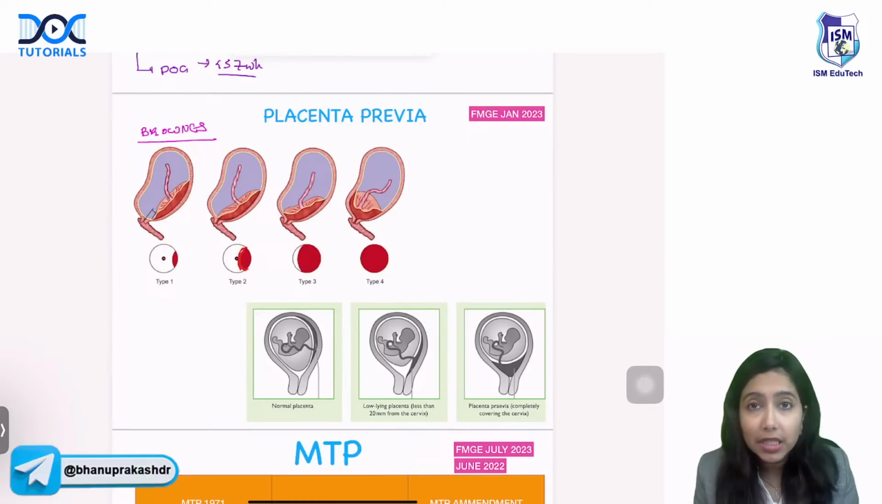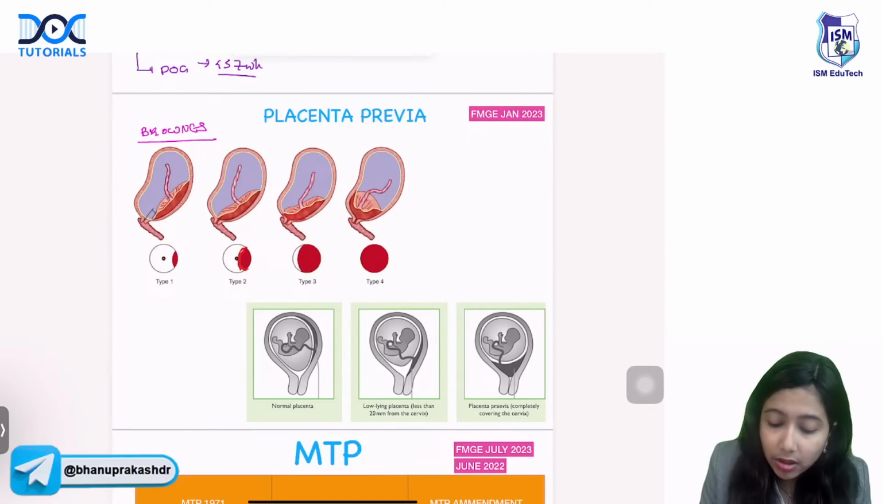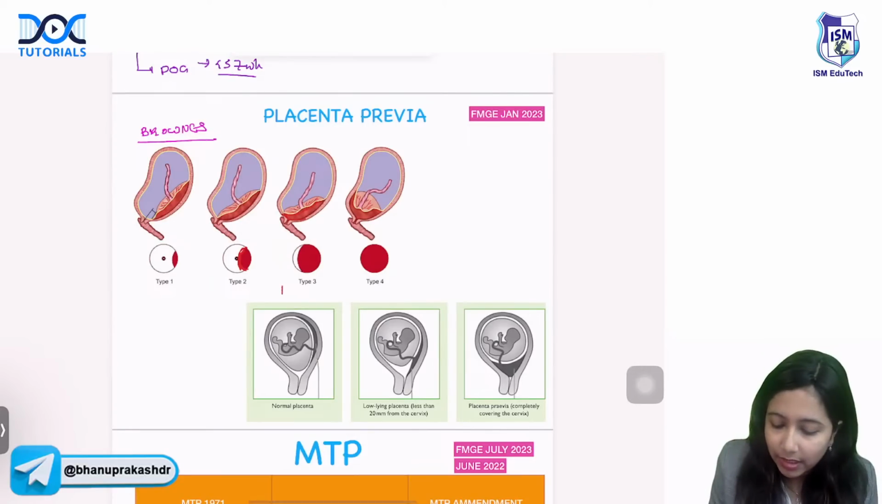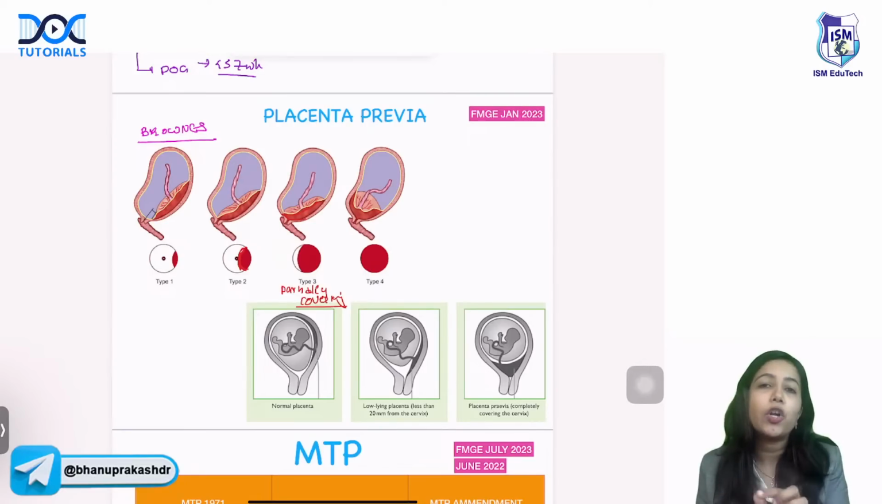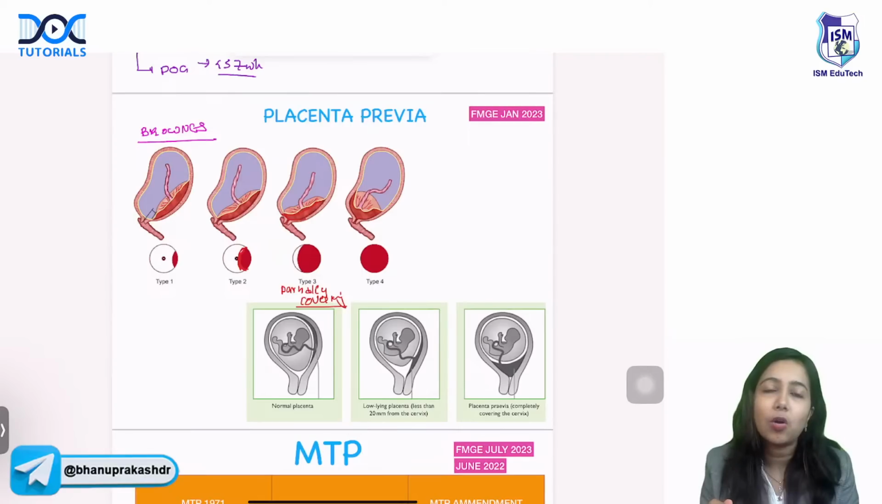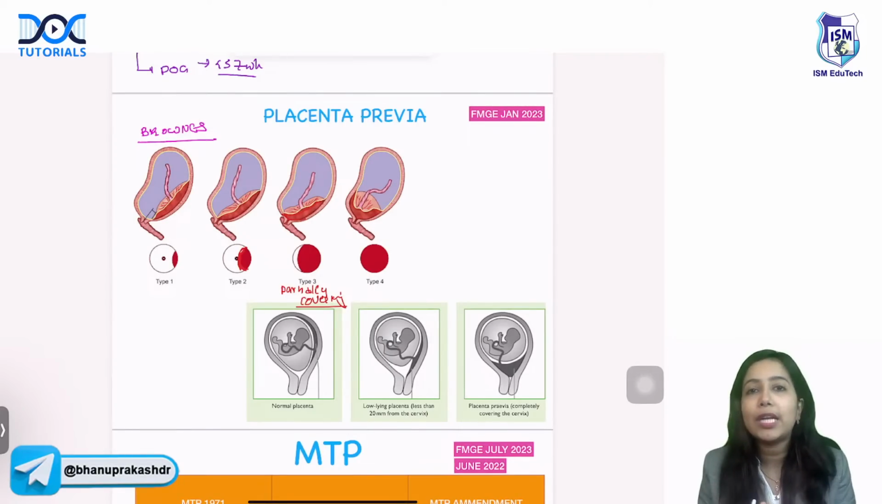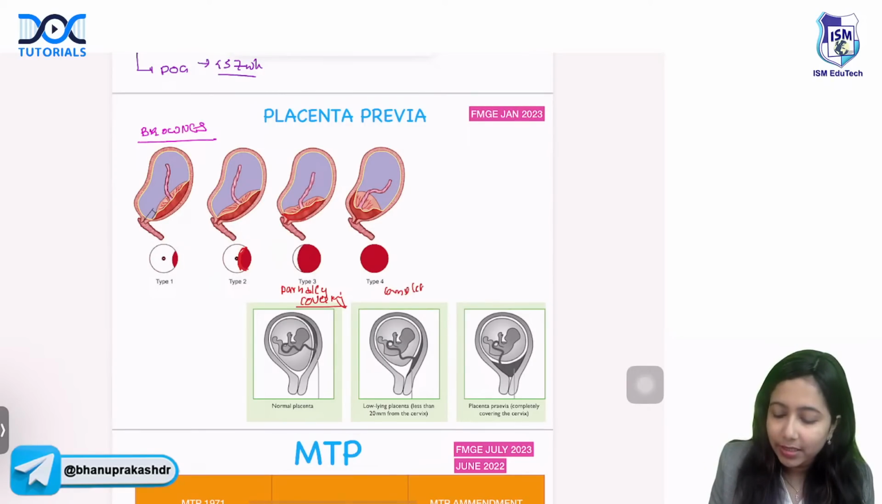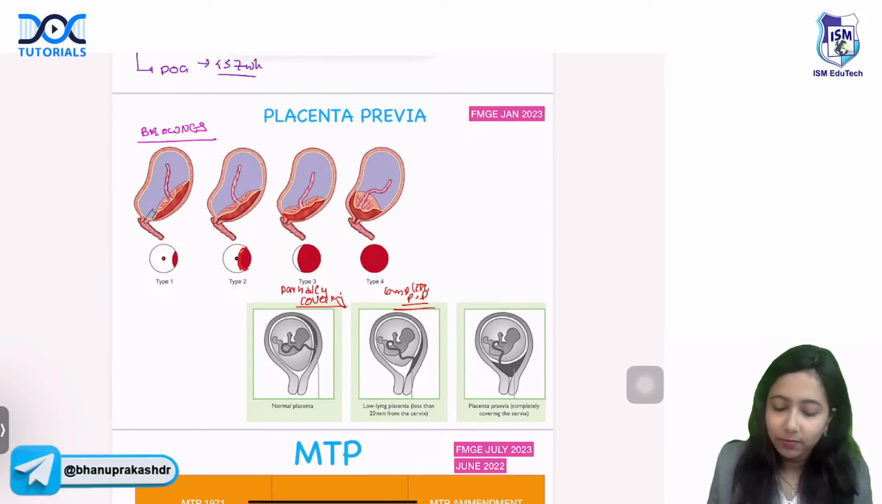Whereas in type 3, it is covering the internal os, but not when it is fully dilated. So it is partially covering. It is covering the internal os, but not when the cervix is fully dilated. Whereas in the fourth one, it is completely covering the internal os. Even when the cervix is fully dilated, the placenta will be covering the os. This is also known as complete placenta previa.